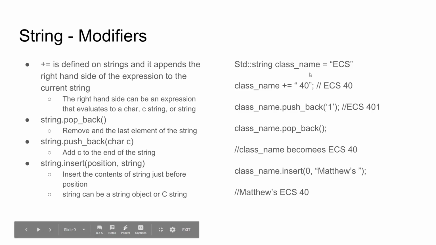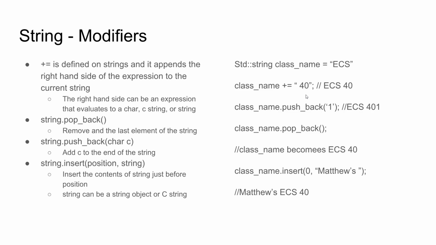So here's our class name, it's ECS. I add 40 to it, so it's ECS 40. I could push back the 1, so ECS 401. If I did pop back, it would give me back the 1, and it gets removed. I can also insert at position 0 the string Matthews, and then it's Matthews ECS 40.